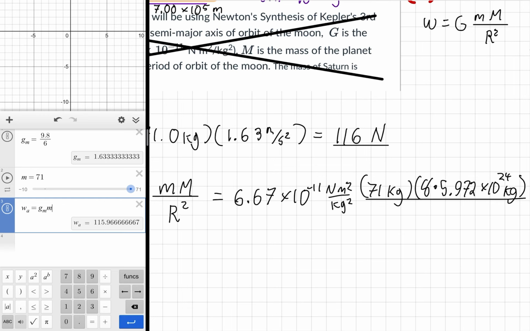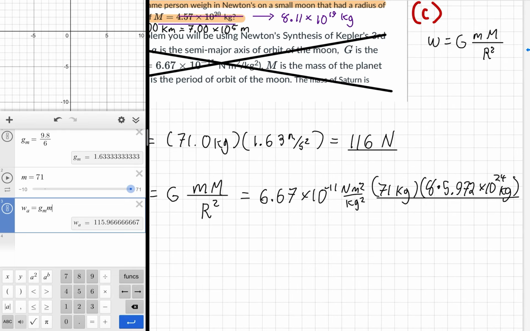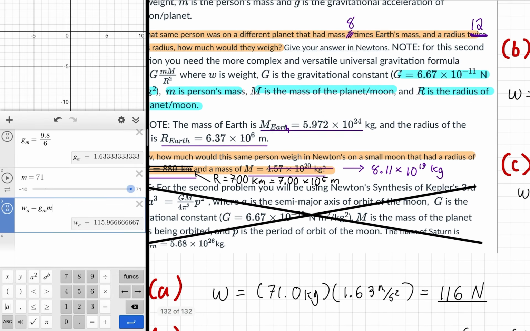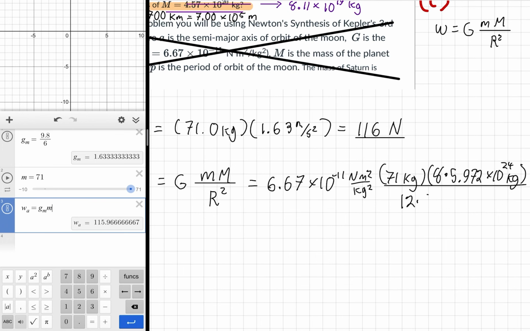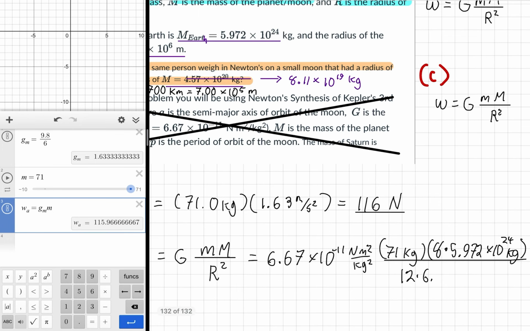Okay, so there we have everything that goes up in the numerator. And down below, we're just going to put in our radius, which is going to be 12 times Earth's radius. So just 12 times 6.37, all right, and then times 10 to the 6. So 6.37 million meters, which is to say that it's 6,370 kilometers. All right, but here we have it in meters.